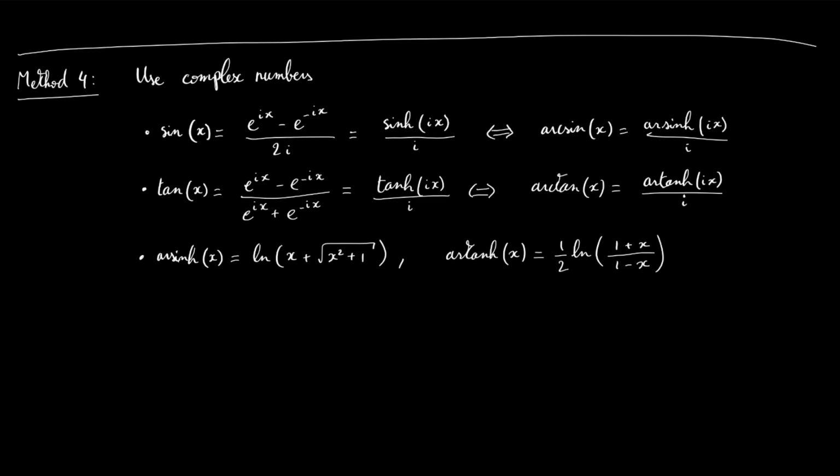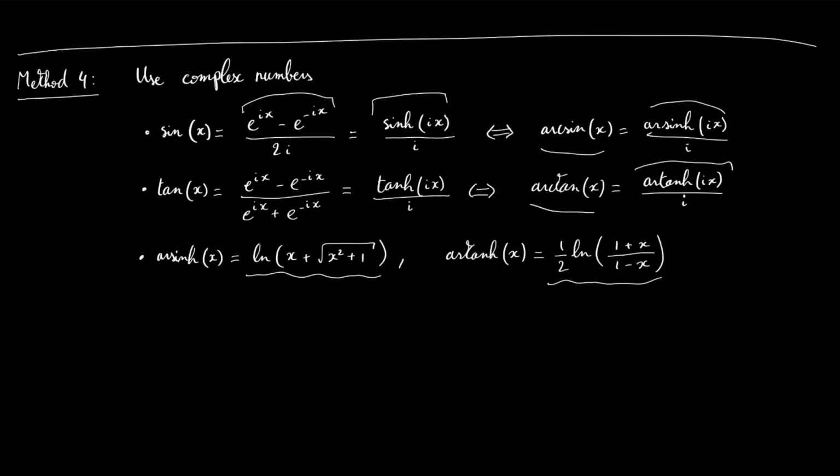So the trick here is to notice that the sine of x can be defined as a sum of complex numbers, that is the exponential of i x minus exponential of minus i x, everything divided by 2i, which a priori could be noted as the hyperbolic sine of ix divided by i. And based on that, we can show that the arcsine of x is equal to the inverse hyperbolic sine of i x divided by i. In the same way, we can show that the arctan of x could be expressed as the inverse hyperbolic tangent of i x divided by i. And the two other formulas that we are going to use for this method are the fact that the inverse of the hyperbolic sine of x can be expressed in the form of a logarithm, that is this one, and the inverse of the hyperbolic tangent of x can also be expressed as a logarithm right here.